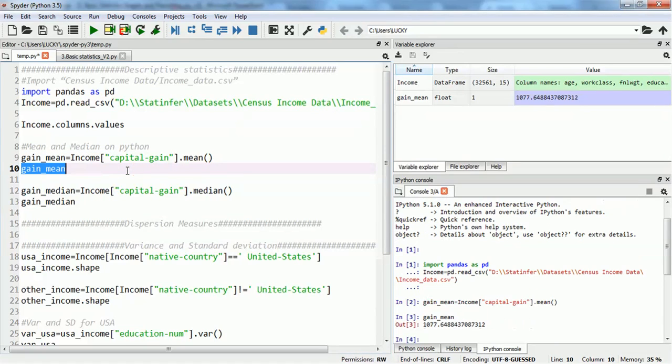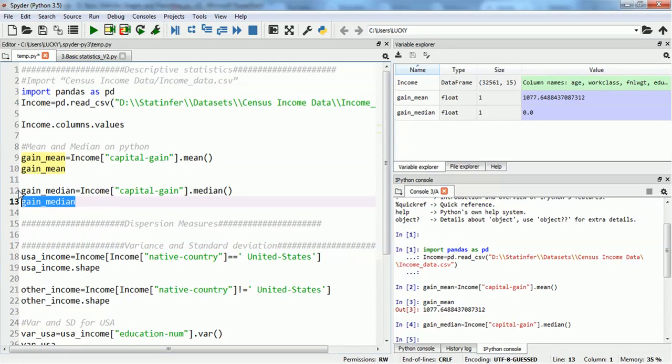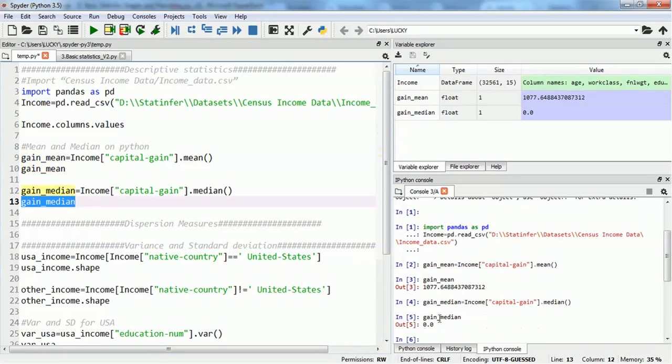And if I run this gain_mean, we can see that the mean is 1077, and if we calculate the median, we can see that the median is 0. So we can see that the mean is 1077 and the median is 0.